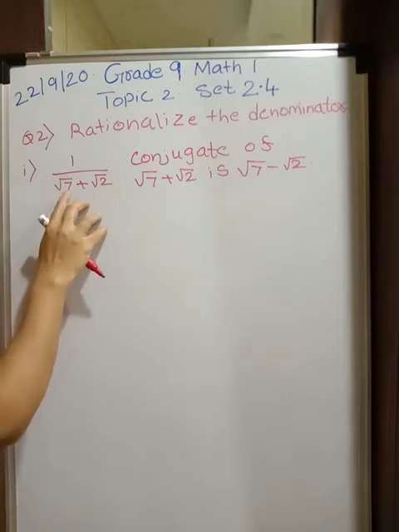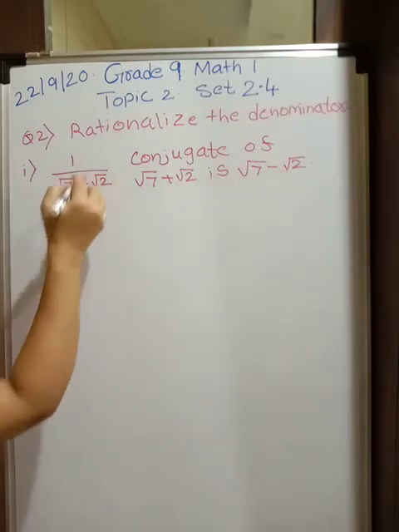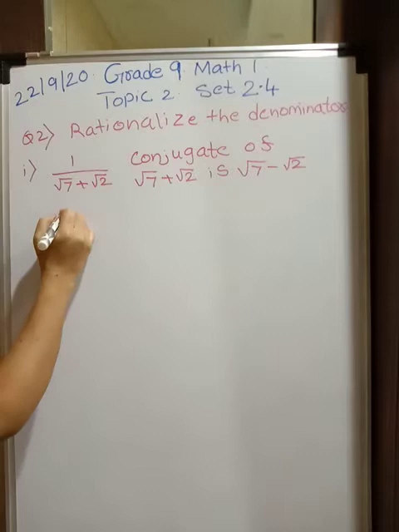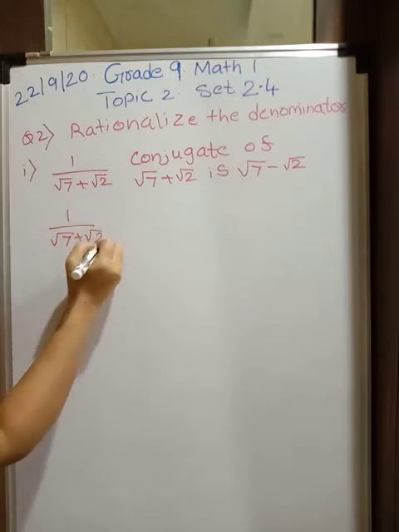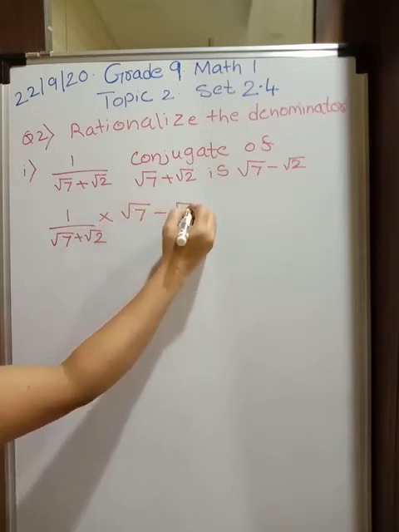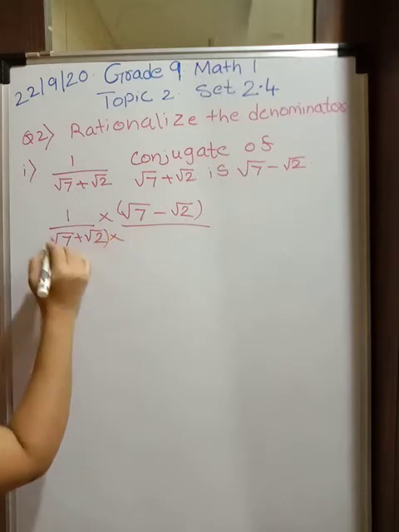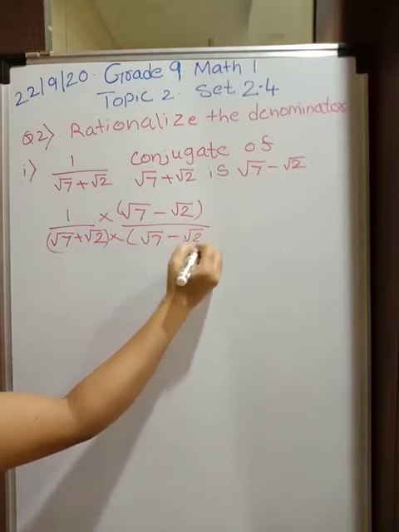Now what is the conjugate pair of root 7 plus root 2? It is root 7 minus root 2. So I am going to multiply the denominator as well as the numerator by root 7 minus root 2. So I have 1 upon root 7 plus root 2, and I am multiplying it with the conjugate pair, root 7 minus root 2, upon root 7 minus root 2.